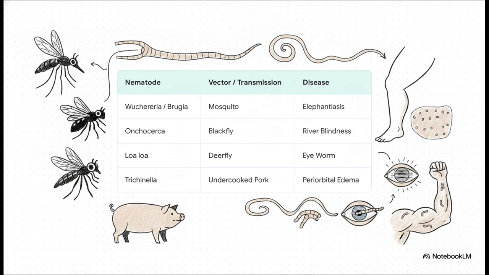This is the eye worm that literally migrates right across the subconjunctival tissue. You can see it. And Trichinella comes from undercooked pork or wild game like bear meat. The larvae migrate to skeletal muscle, causing severe myositis, eosinophilia, and that classic periorbital edema.